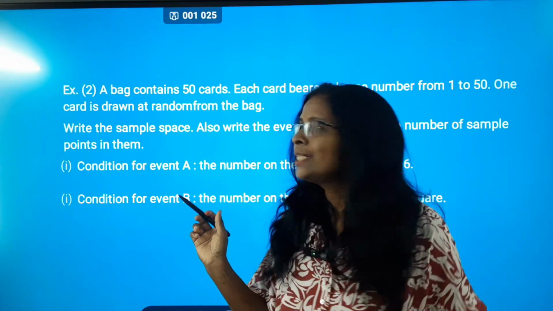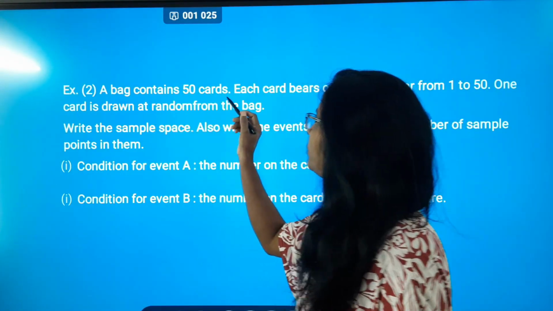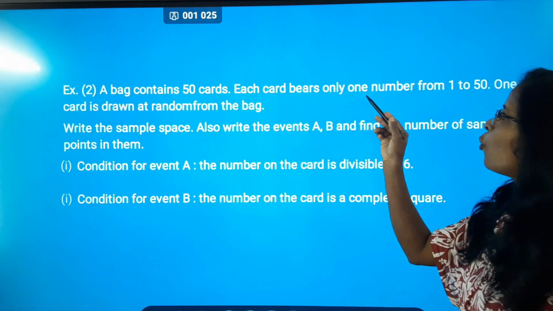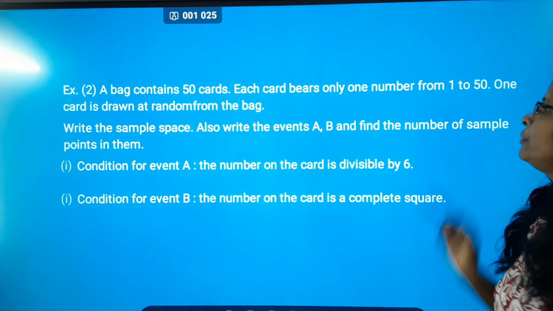Second example, students. A pack contains 50 cards. Each card bears only one number from 1 to 50.